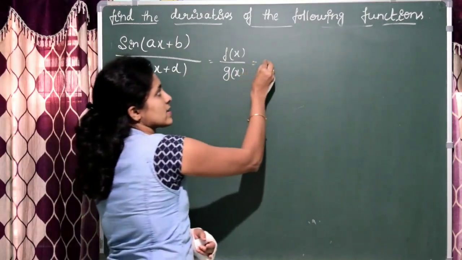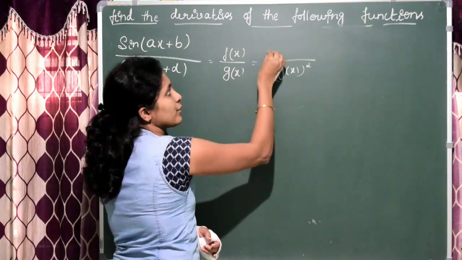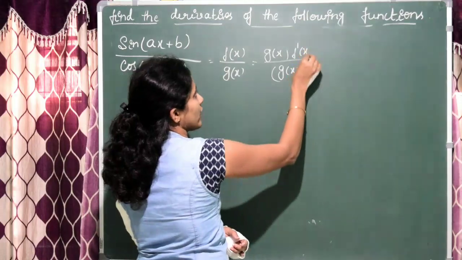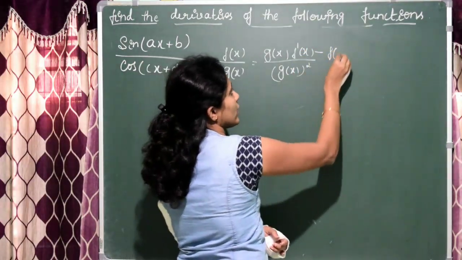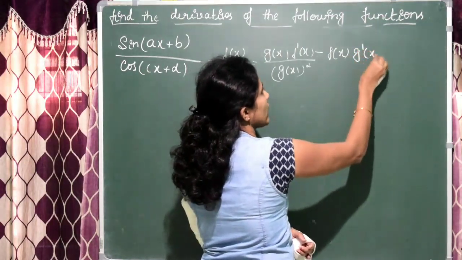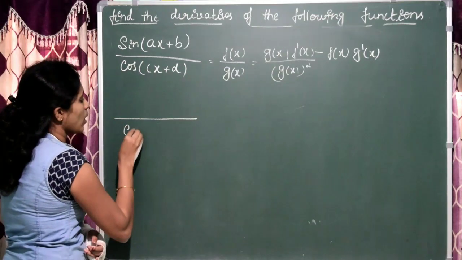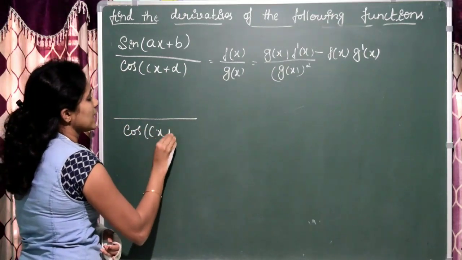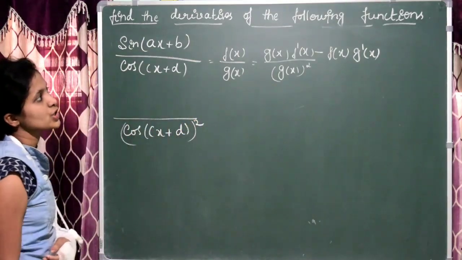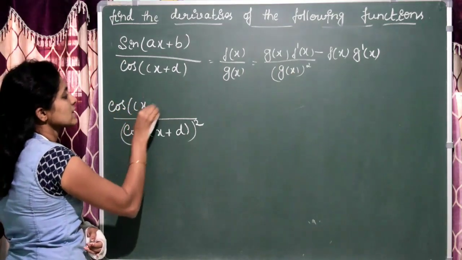What is the quotient rule? This says that you have to write g of x whole square, right? Then you have to write g of x as it is, derivative of f of x, it will be f dash of x minus, you have to write f of x as it is, then derivative of g of x, it will be g dash of x, right? So now we will apply this rule. So this is now divided by cos of cx plus d whole square. Okay. Now g of x is as it is, that is cos of cx plus d is as it is.